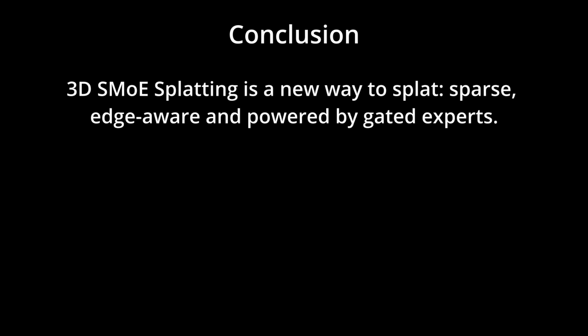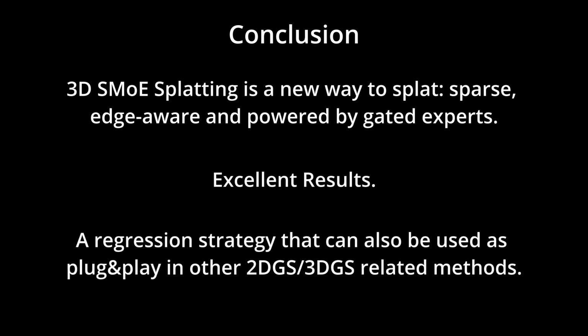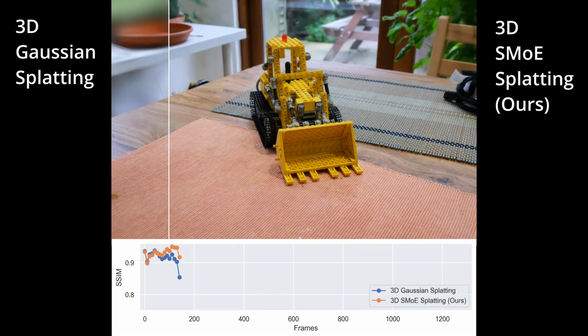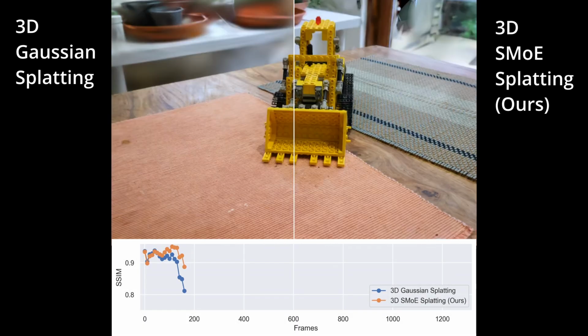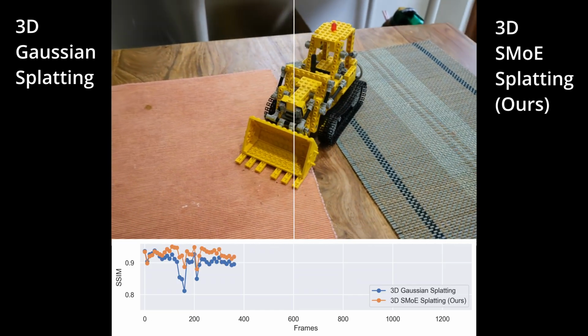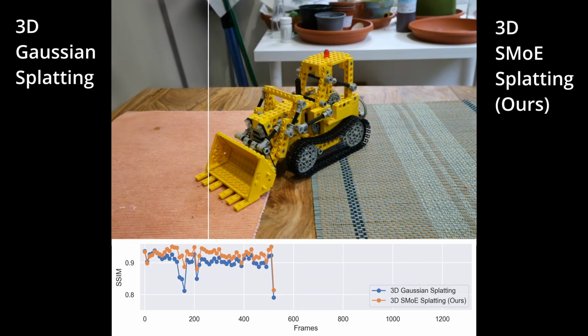3D SMoE Splatting is a new way to splat, sparse, smart, and powered by gated experts. We achieve excellent results, and our regression strategy can also be used as plug-and-play in other 2DGS or 3DGS related methods. As you have seen, 3D SMoE Splatting doesn't just compete, it redefines the game. By rethinking the core regression step, we achieve sharper visuals, faster rendering, and smaller models.